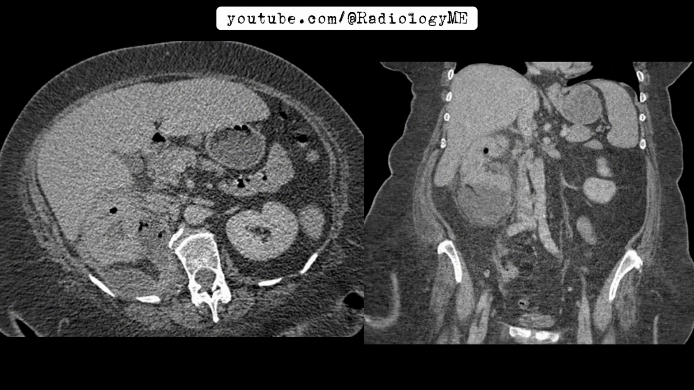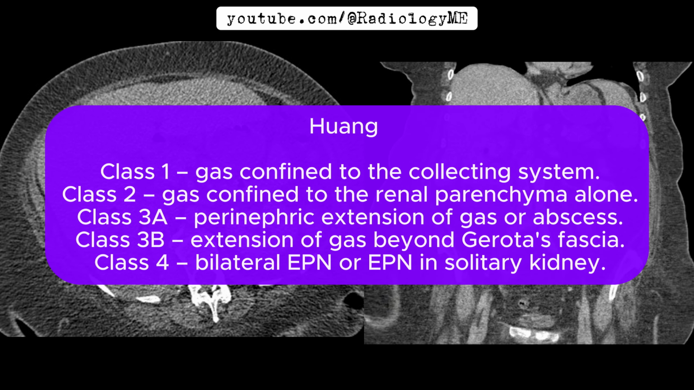The infection is so severe that it leads to gas formation within the renal parenchyma and sometimes the perinephric tissues, which is exactly what we're seeing on this CT. Looking at the findings, this case fits well within the Huang classification of emphysematous pyelonephritis. It appears to fall into class 3A or 3B, where gas has extended into the perinephric space and possibly beyond Gerota's fascia. This stage is serious and requires aggressive treatment.